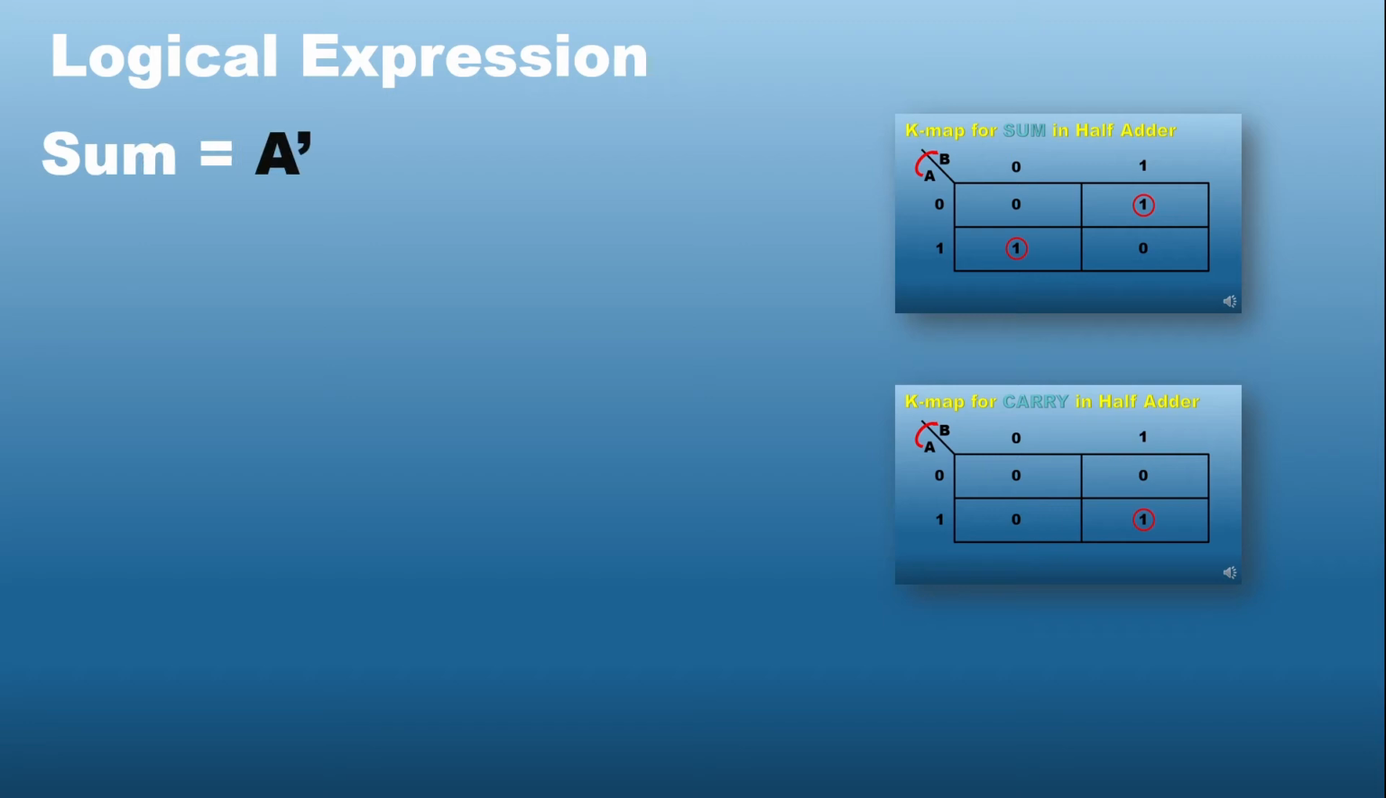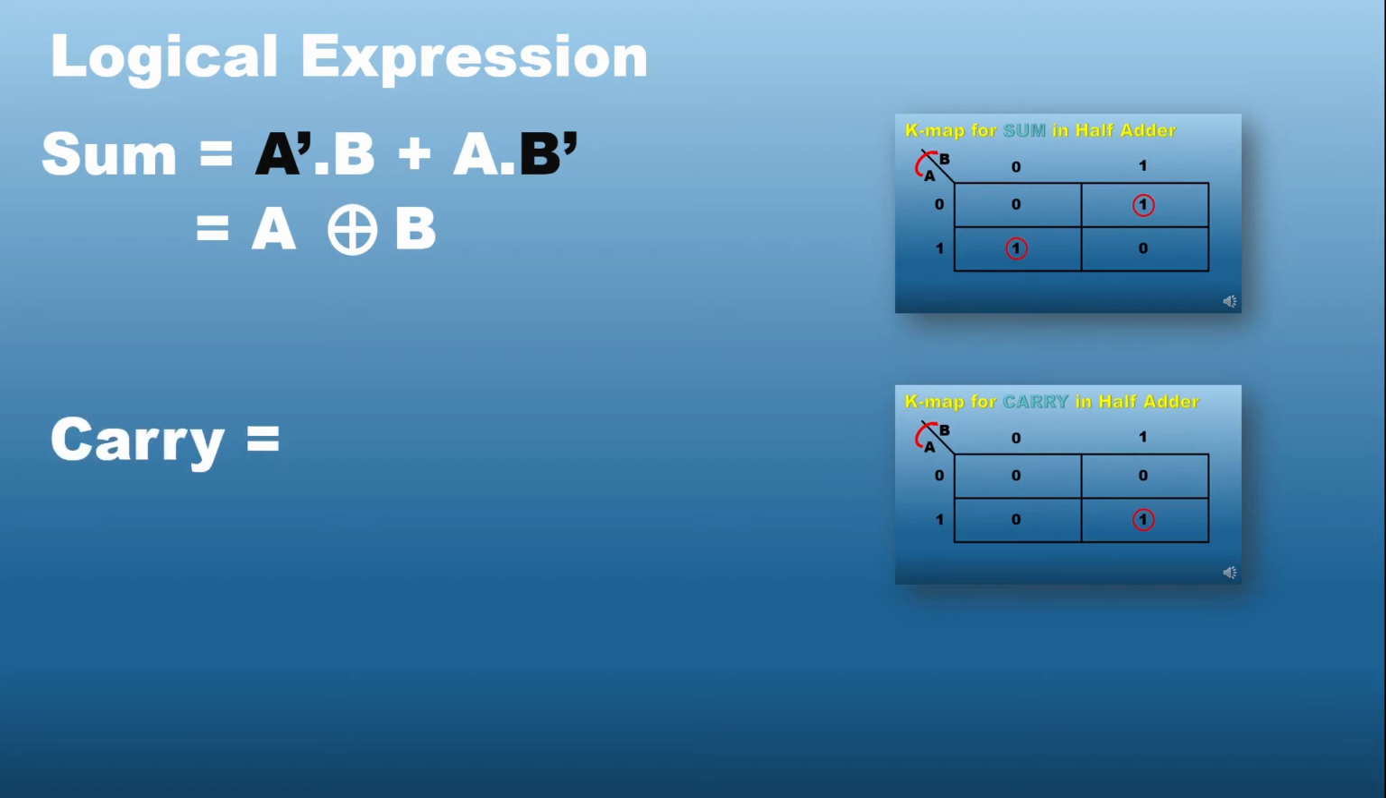Now let's obtain the logical expression using these K-maps. First, for sum we will write A complement dot B plus A dot B complement, as the high output values are obtained in the K-map only when A is 0 and B is 1, or when A is 1 and B is 0. From this expression, it is observable that the expression is of an XOR gate. So we will write A XOR B. For carry, as there is only one high output value when A is 1 and B is 1, we will write A dot B, which is the expression of an AND gate. Now let's see the gate diagram.